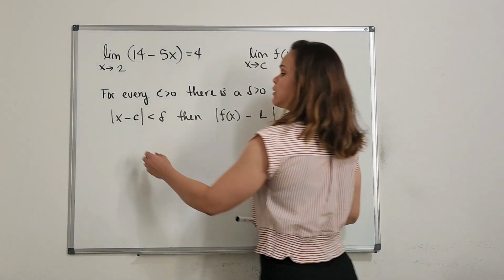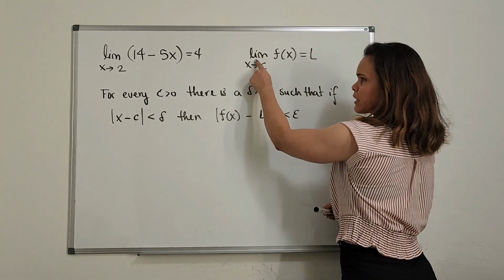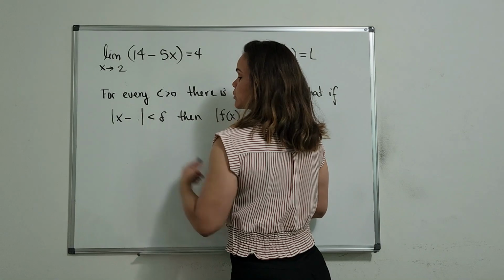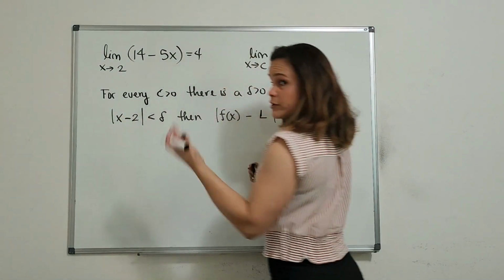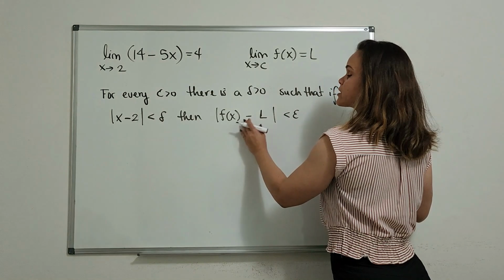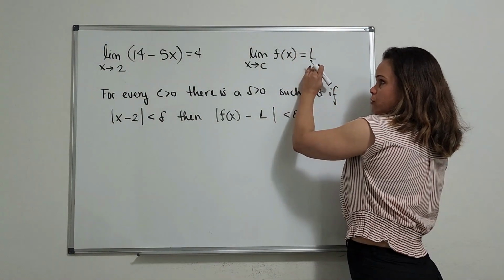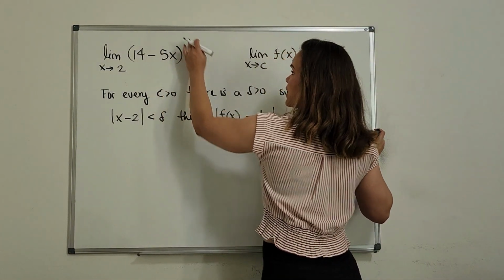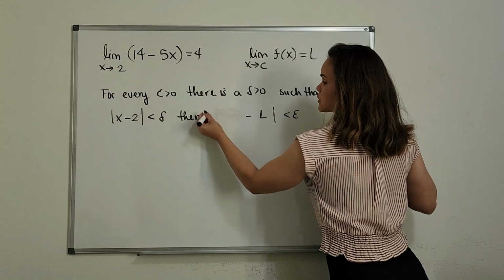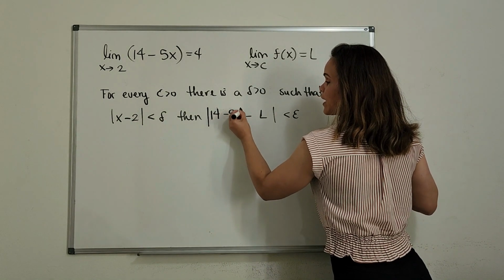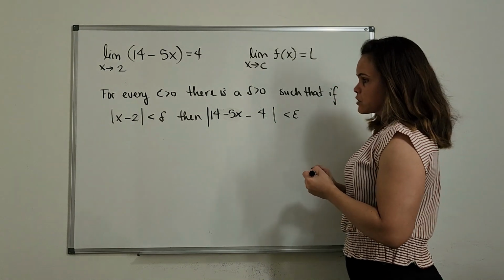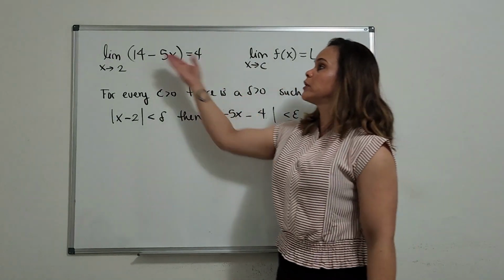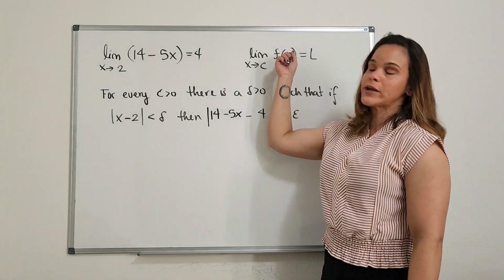Okay? So we have here x minus c. So x minus c in this example is going to mean x minus 2. So I'm just going to replace the 2 here. Delta, we're seeking delta. So f of x minus L, which is going to be this expression that we have here, 14 minus 5x, minus 4. So it's like filling the blanks. We're going to replace the corresponding values based on the template of how we write the limit.